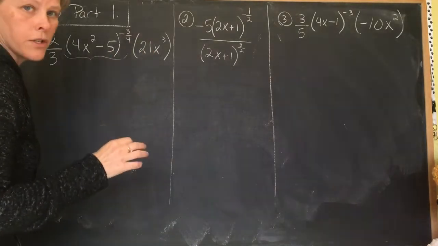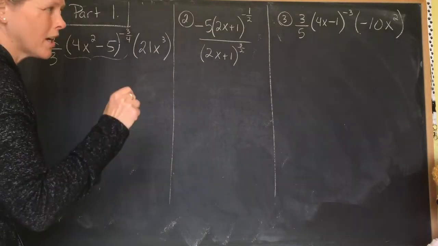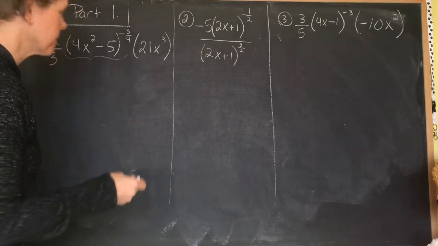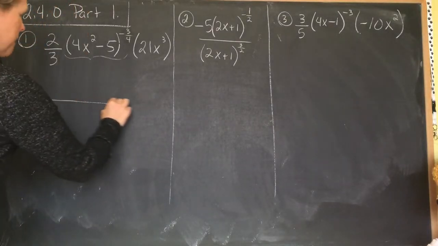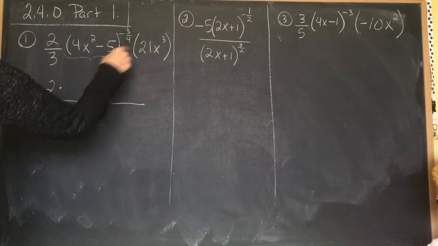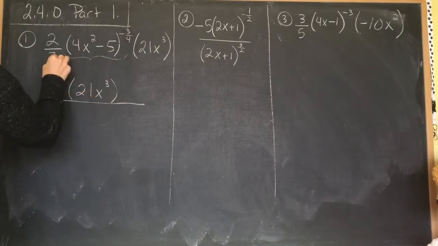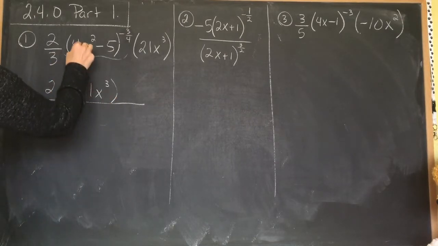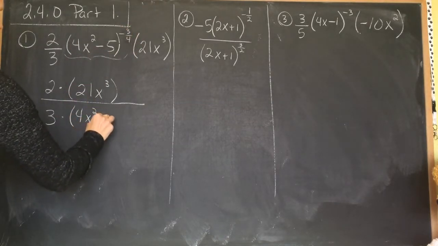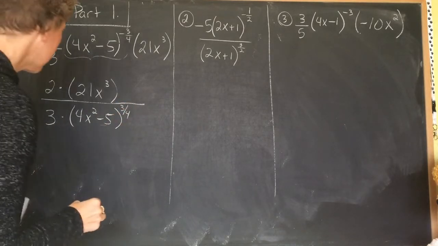When I write my answers, I am very deliberate about what goes in the numerator and what goes in the denominator. Don't try to squeeze it all on one line, because it gets really confusing to figure out where you're putting things. So in this one, I'm going to make that big line here. I know 2 is going to be on the top. I know 21 x cubed is going to be on the top. 3 is on the bottom. This whole term here, because of the negative exponent, is going to move to the bottom. And now we just have to simplify that.